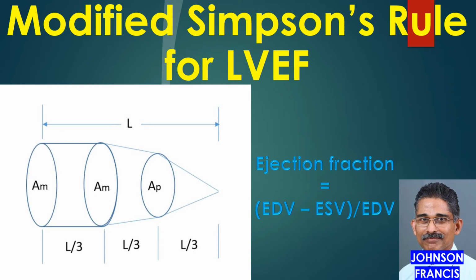Modified Simpson's rule for calculation of left ventricular ejection fraction. Ejection fraction is equal to stroke volume divided by end diastolic volume. Stroke volume is the difference between end diastolic volume and end systolic volume. In summary, ejection fraction is the fraction of end diastolic volume of the left ventricle which is ejected out in systole.